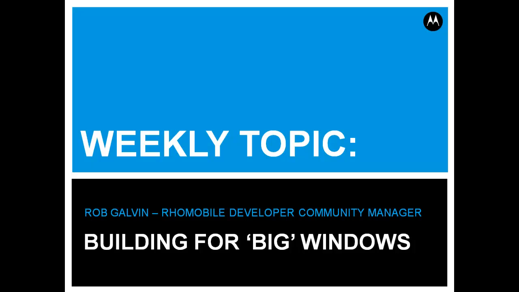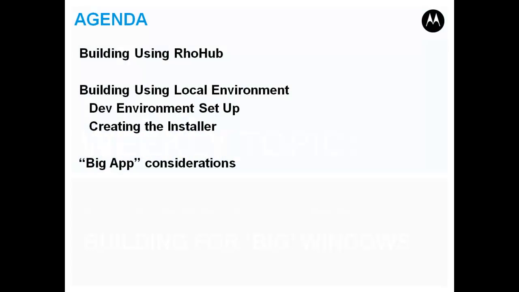All right, so today's topic, building for big Windows. And how do we do that? Why would we want to do that? What I'm going to do is actually show you a couple of different ways you can do this. So first, I'll show you an easy method where you don't really need to set up anything besides RhoStudio on your development machine, and using RhoHub, and how to actually use RhoHub to develop a Windows application.